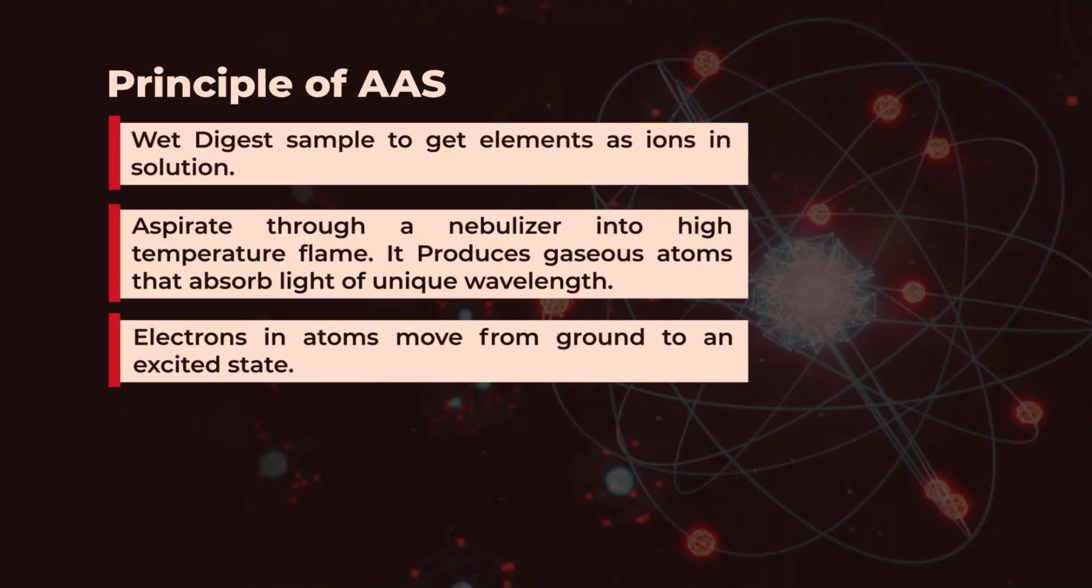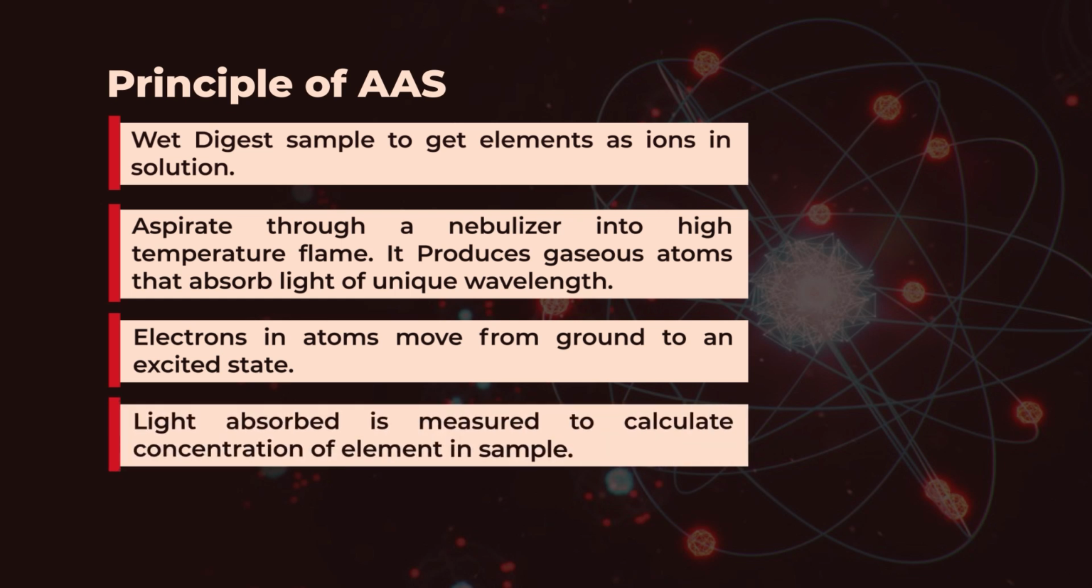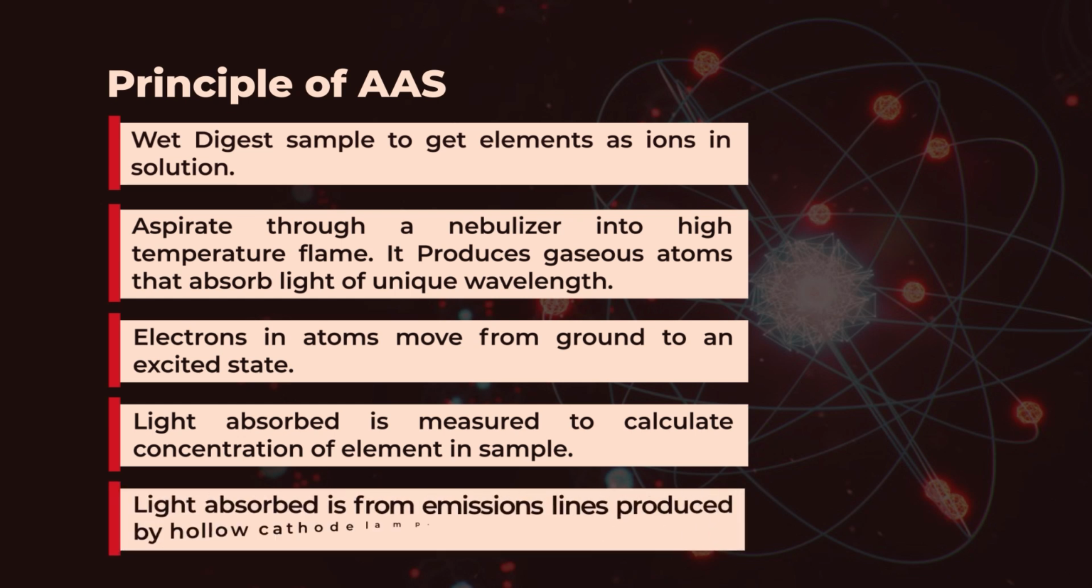I already told you the cathode lamp has the same metal which is the targeted metal we are analyzing. So the light is coming from the cathode lamp at a unique wavelength, the same wavelength at which the metal is being tested. Electrons in the atoms move from ground state to the excited state, and the light absorbed in this process is measured, and that is used for knowing the concentration. So the light absorbed is from emission lines produced by the hollow cathode lamp, which are the same as those of the metal we are examining.